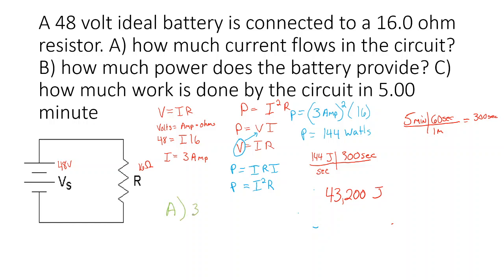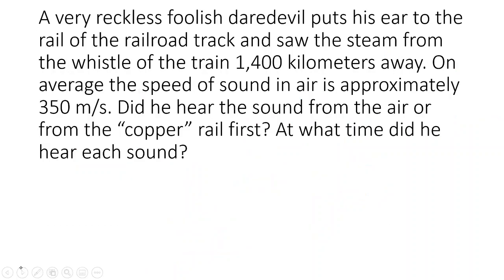So the answers I'm going to go with for A, how much current? Looking at 3 significant digits, we got 3.0 amps. For B, how much power? We have 140 watts. And C, for work in 5 minutes, we're going to have 43,000 joules. Okay? Came up with 3 answers there. Let's move on to our second question.